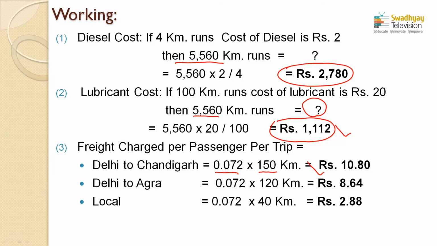Then the second route is Delhi to Agra. The cost remains the same, 0.072. Only the kilometers are going to change one by one. Now Delhi to Agra, 0.072 multiplied by 120 kilometers for a one way trip, comes to rupees 8.64, and for the return trip, rupees 2.88.